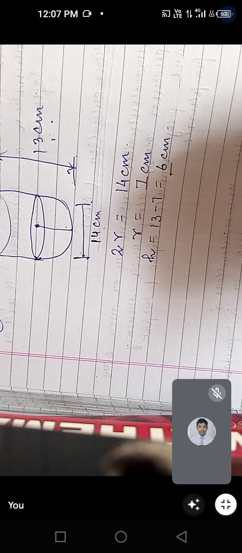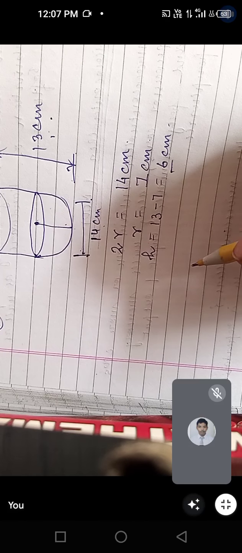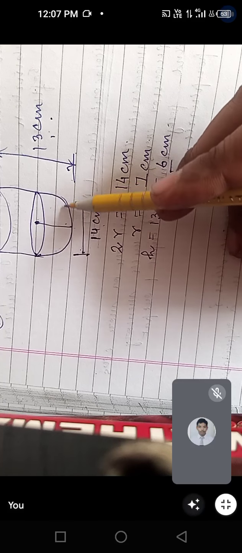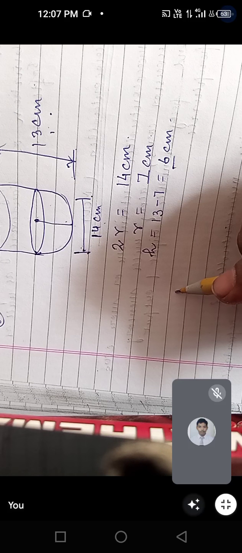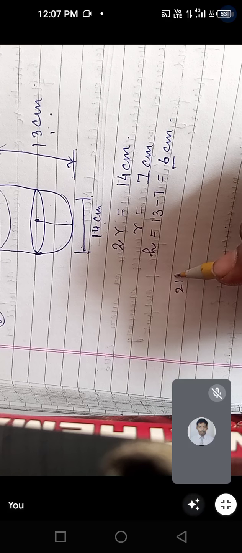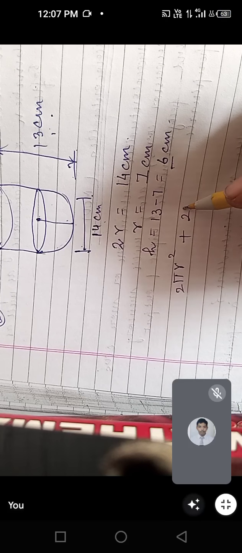So here the curved surface area of this part will be what? The curved surface area of the cylindrical region will be 2 pi r h. So the inner curved surface area will be 2 pi r square plus 2 pi r h.